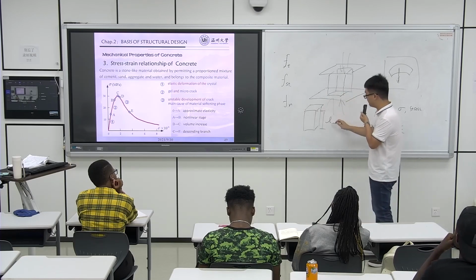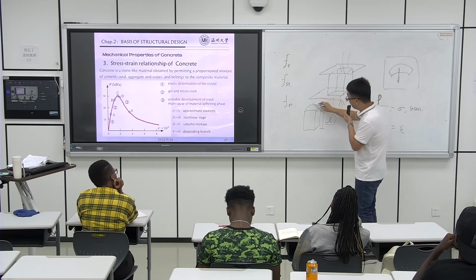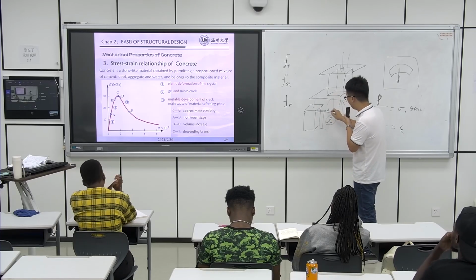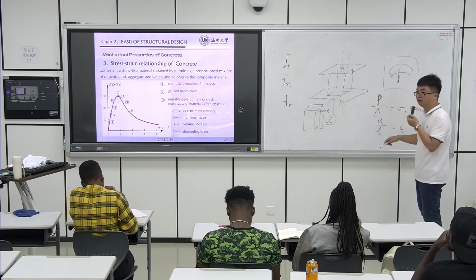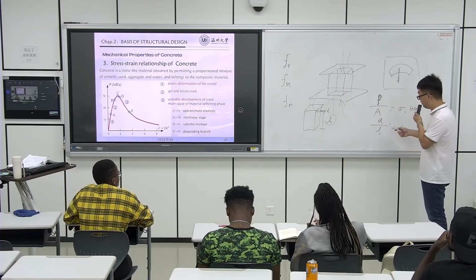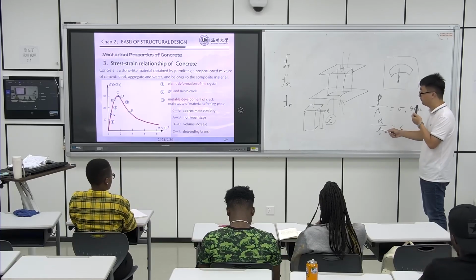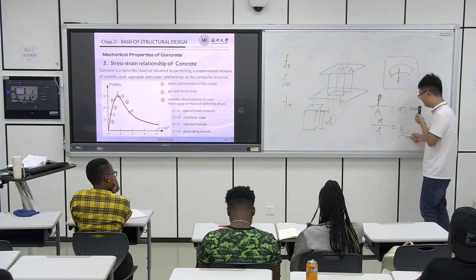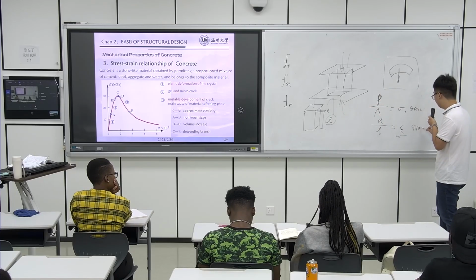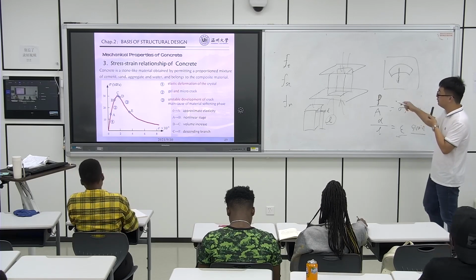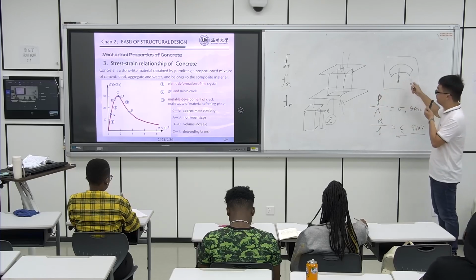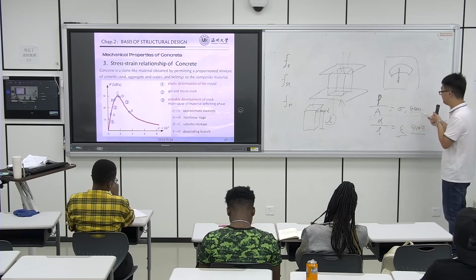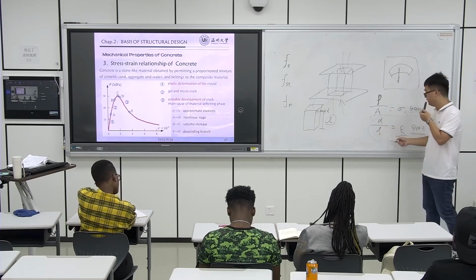The cube, the size is L. If we give the load, it has a deformation. We use the symbol D to represent it. From the formula, D divided by L, where L is the original size of the specimen, we get the strain. Through the machine and the test load, we can use this formula to get stress, and according to this formula, we get strain.